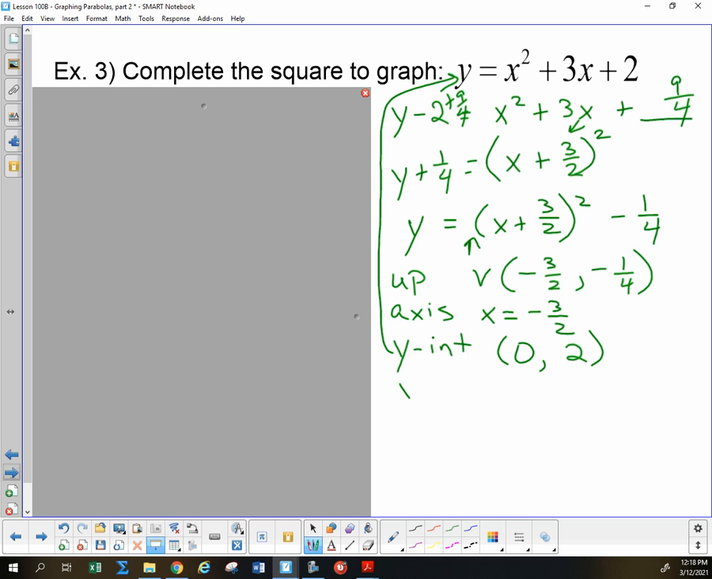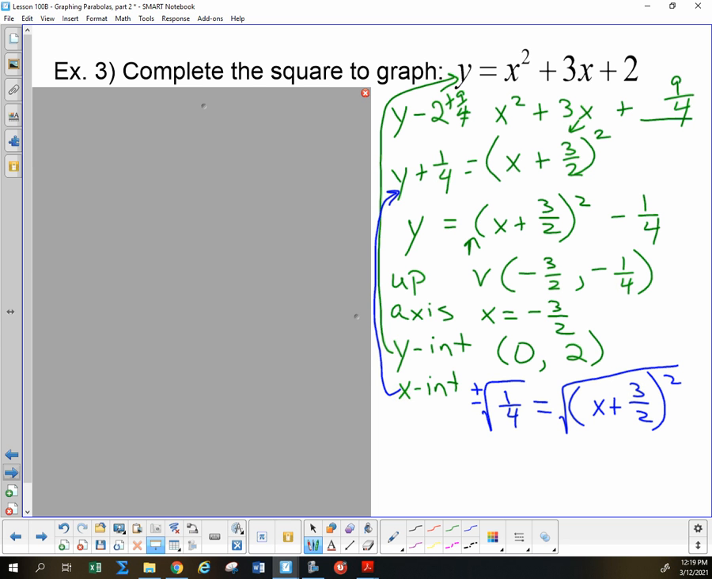For our x-intercept, we are going to go back to the equation where we had y plus 1/4 out there in front. So we're going to let y be 0. So 0 plus 1/4 is 1/4. That needs to equal x plus 3 halves squared. To get rid of the square, we take the square root of both sides, but we know that we need a plus or minus in front.